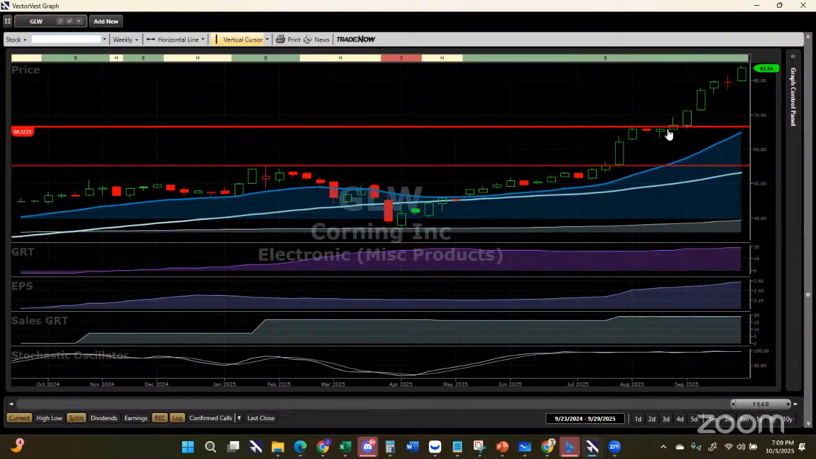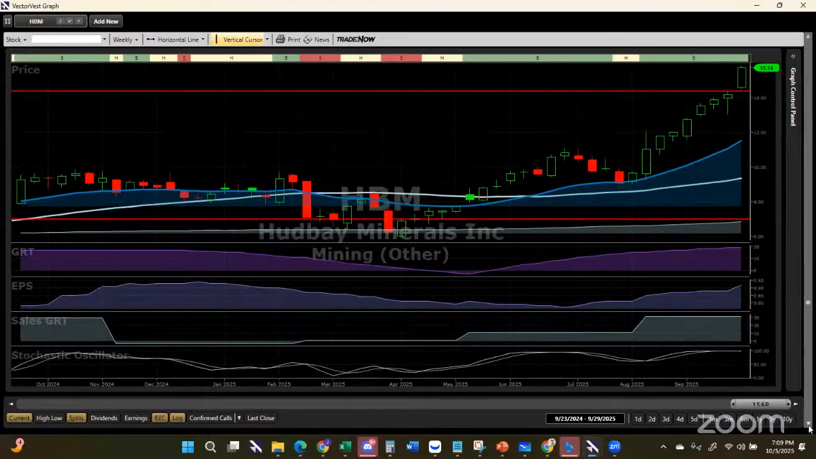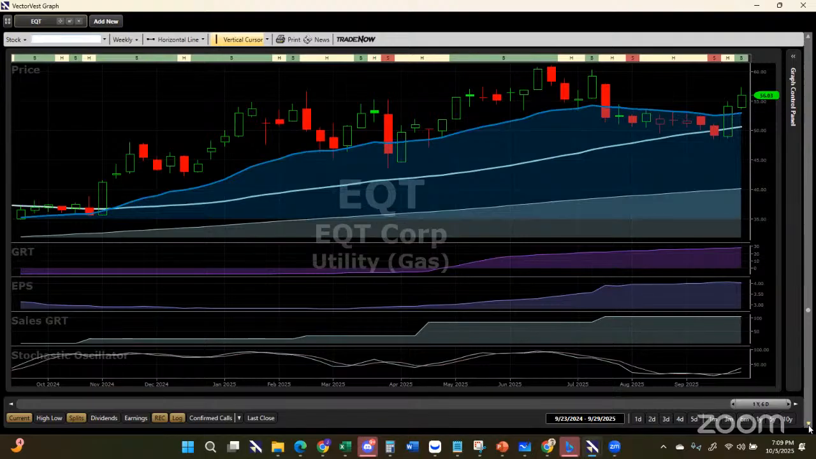Corning, this is one I had reviewed also. Right here, weekly breakout. Closed at 67 that time, and it hit 83 last week. Equity is a pretty defensive play. Utility, strong fundamentals. Stosh moving up from oversold. This is looking good.